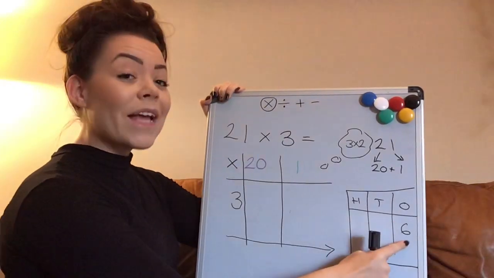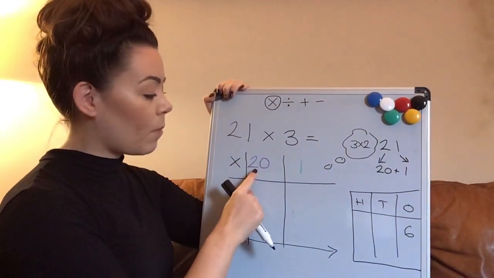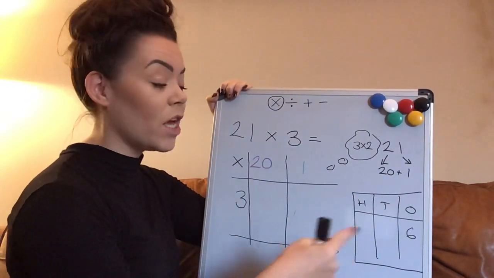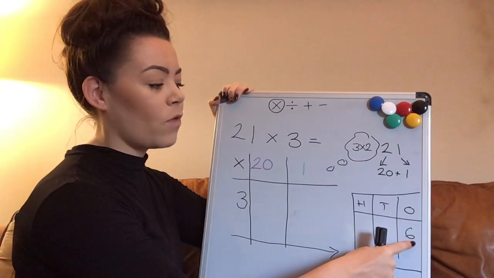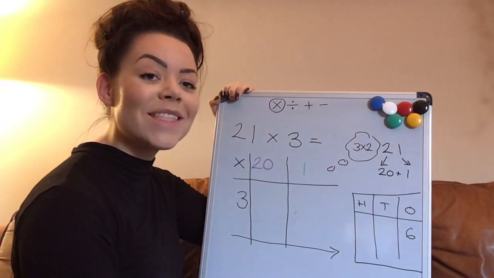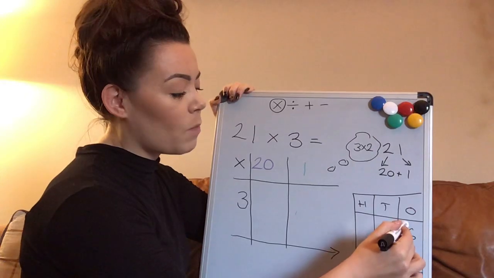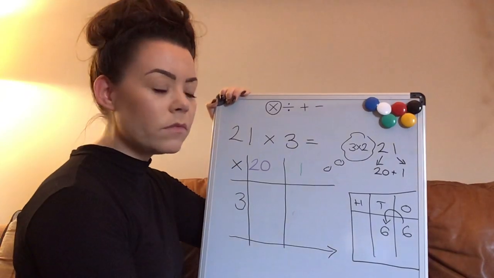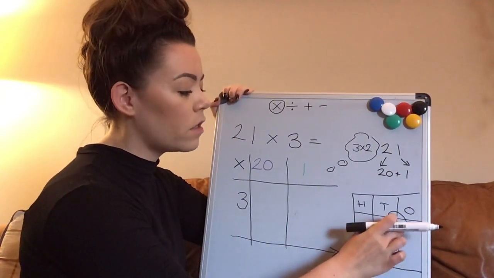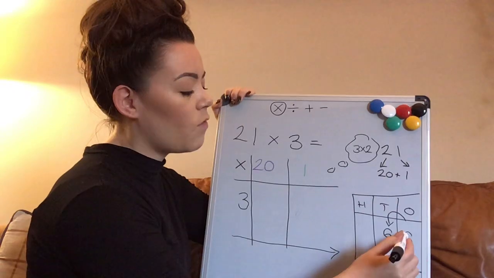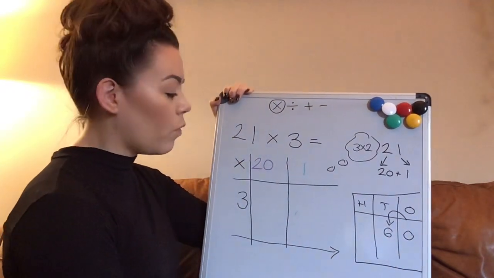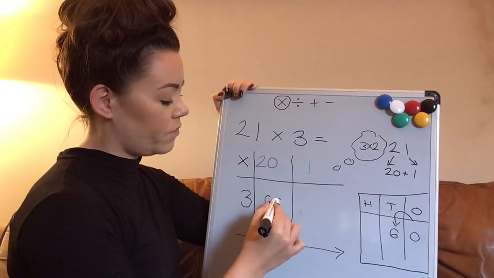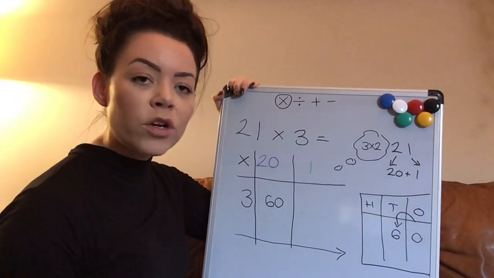Now I want to make my answer 10 times bigger because I'm multiplying by a number that's 10 times bigger than 2, which is what I've done to work out 3 times 20. I did 3 times 2, which makes 6. Now to make it 10 times bigger, that number is going to jump over into the tens column. I need to leave behind a 0. So 3 times 20 must be 60. Whew, that's one column done.